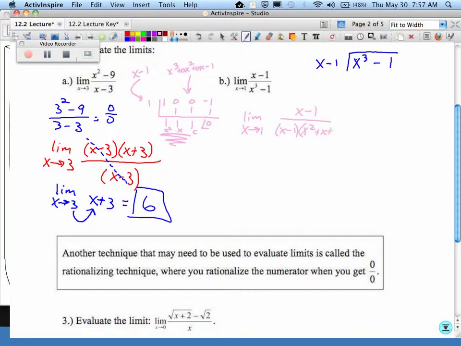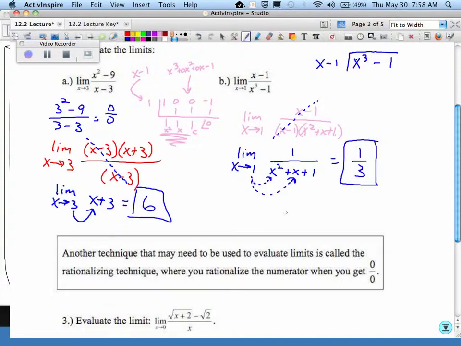So what are we going to do? There's an x minus 1 factor on top and on the bottom, leaving 1 over x squared plus x plus 1. Now my direct substitution will work. What happens when you put a 1 in there? 1 squared is 1 plus 1 plus 1. So I get a limit of 1/3.